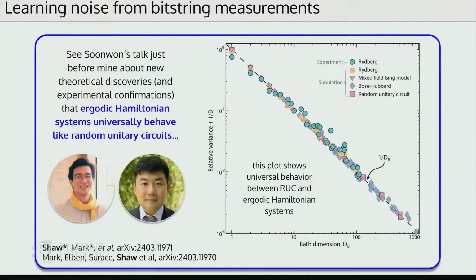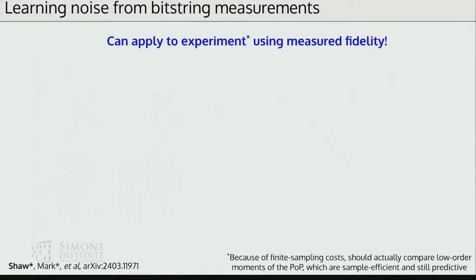And so if I zoom out to what I think is most important about this type of work in terms of the comparison between digital and analog, it's that we're really trying to bring the suite of understanding that we have about these digital RUC type systems, which has been developed over a number of years, to bear on these analog type systems, which I think is going to be a really fruitful research direction. Of course, we can then apply this to experimental data.